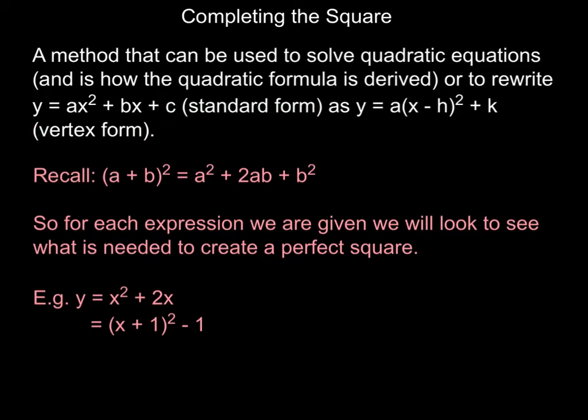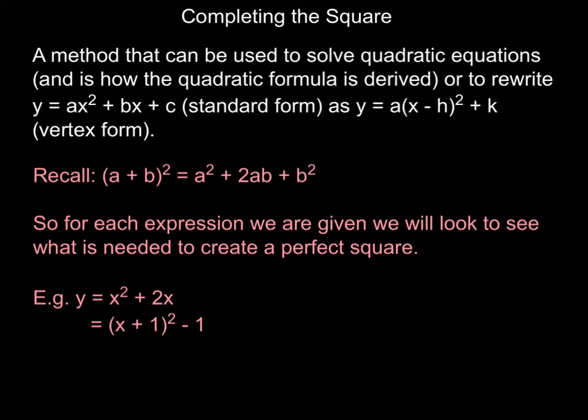So you may recall that we looked at this when we were discussing factoring. We know that if we square a binomial, we'll end up with the first term squared, 2 times the first term times the second term, and the second term squared. So for each expression we are given, we will look to see what is needed to create a perfect square. So we're going to be using that idea a lot.